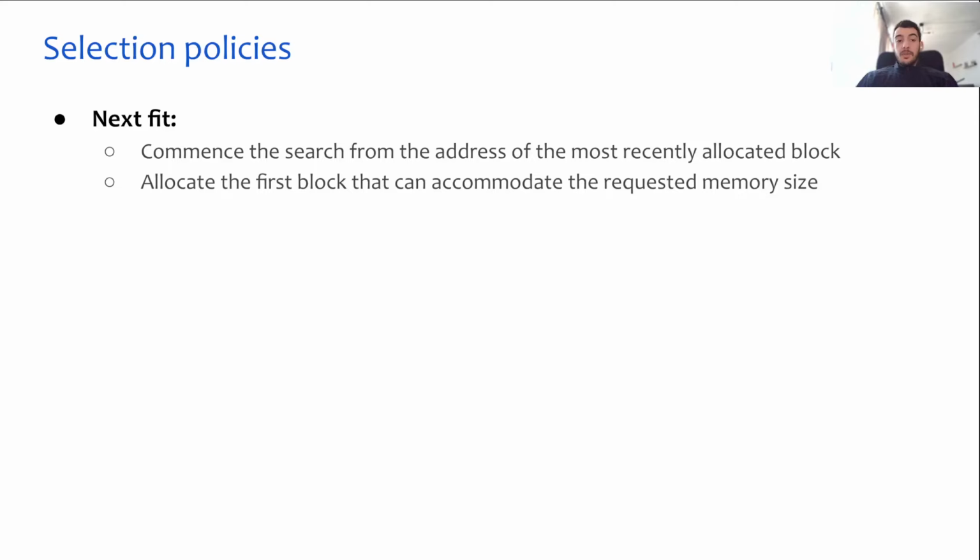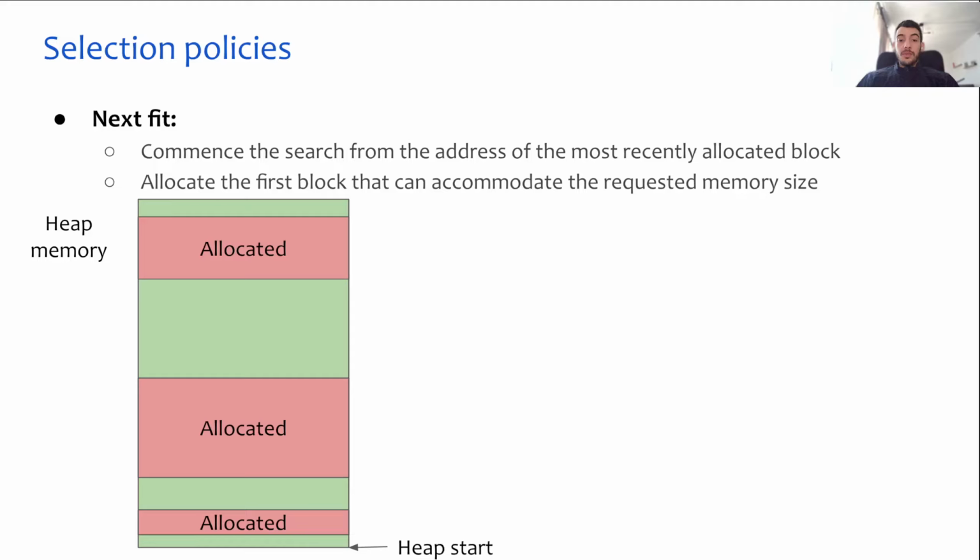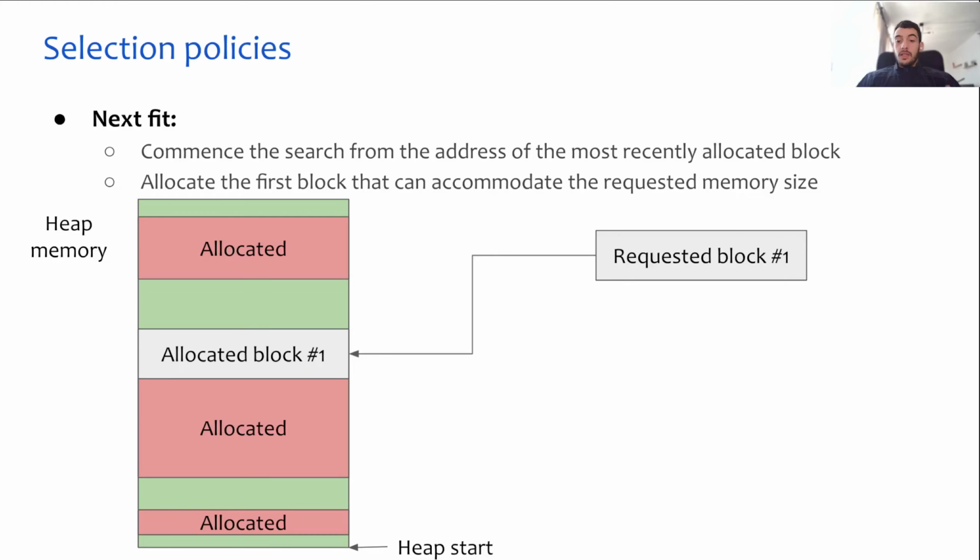Then we have the next fit policy. In this policy, the first block that is found during the search process and can accommodate the requested memory size is reserved for each specific allocation. So here you can see the request block 1 gets allocated in the very first block that is found. But the difference from the previous approach is that the search starts from the ending address of the previously allocated block.